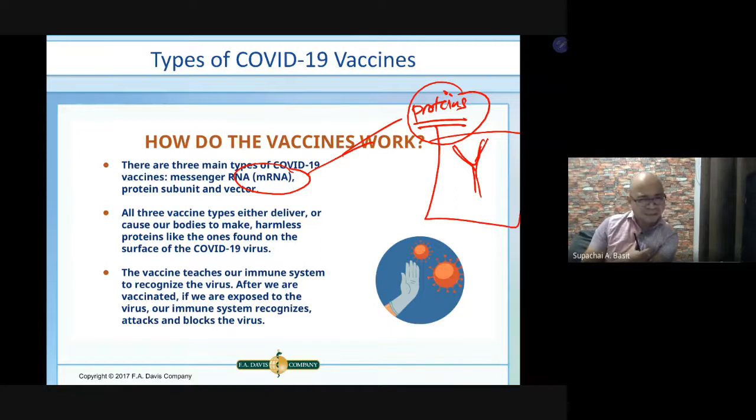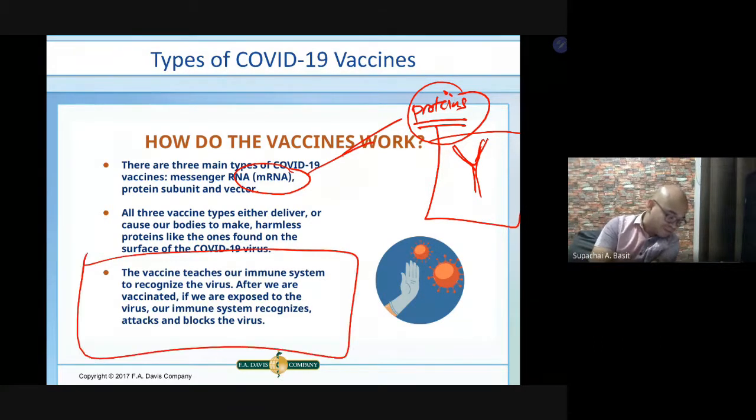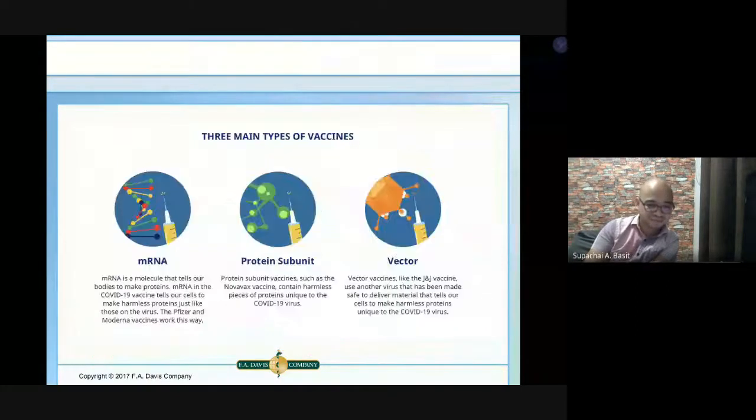Why viral proteins? Because the proteins of the virus are the ones that will infect our cells, yung viral proteins na yan. Okay. So the vaccine teaches our immune system to recognize the virus after we are vaccinated. If you are exposed to the virus, our immune system recognizes, attacks, and blocks the virus.